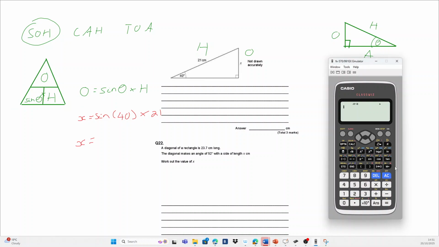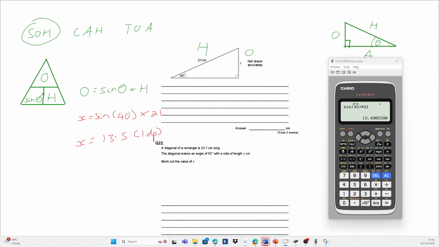And then from here, you just got to go and put it into your calculator carefully. I've got sin 40, close the bracket, multiplied by 21, gives you this. Now, did it ask for anything rounding in particular? I can't remember, let's have a look. No, you can round it to whatever you want to. So let's go for 13.5 to 1 decimal place.